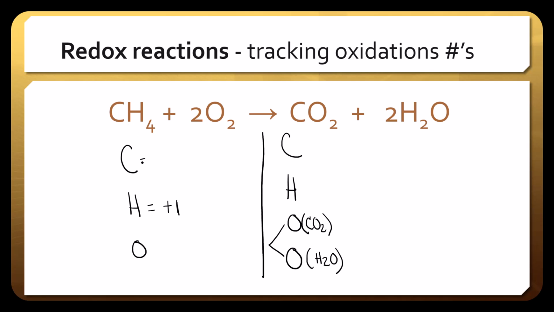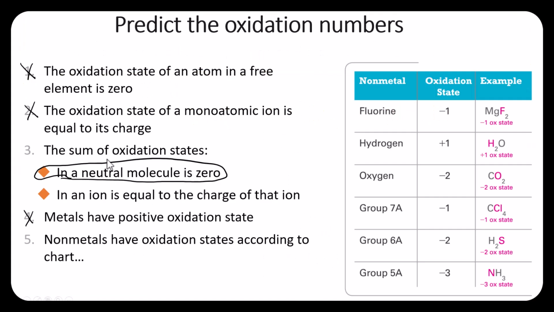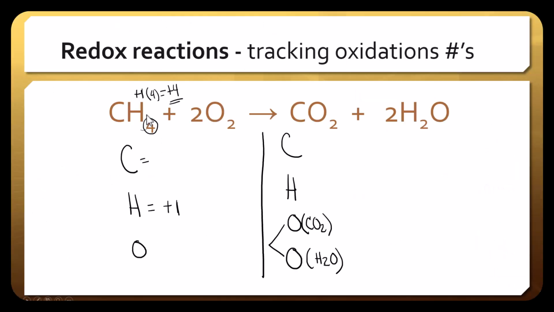Now that we have assigned the oxidation state for hydrogen, we're going to use that to deduce the oxidation state on carbon. Hydrogen is a +1, but there are 4 of them. So altogether, hydrogen is going to bring a +4 to the table. Because we know that the sum of the oxidation states has to be 0, the oxidation state on carbon must be a -4 to balance out that +4 from hydrogen. So carbon is a -4.